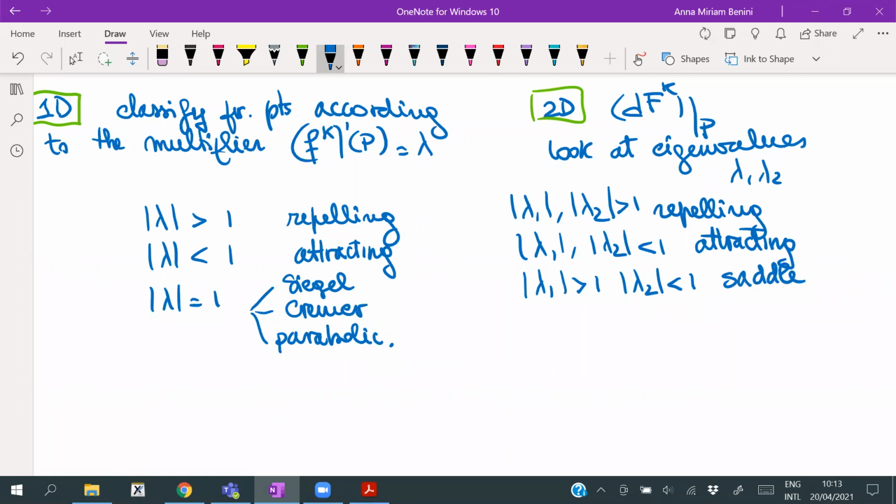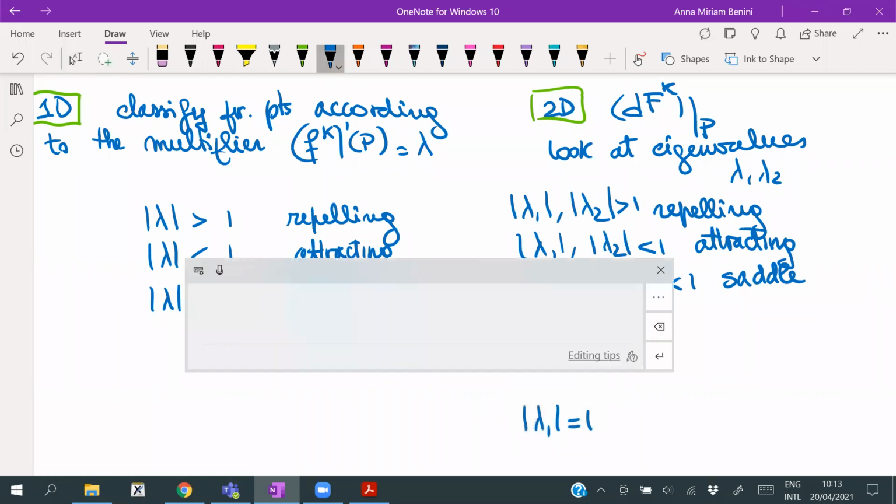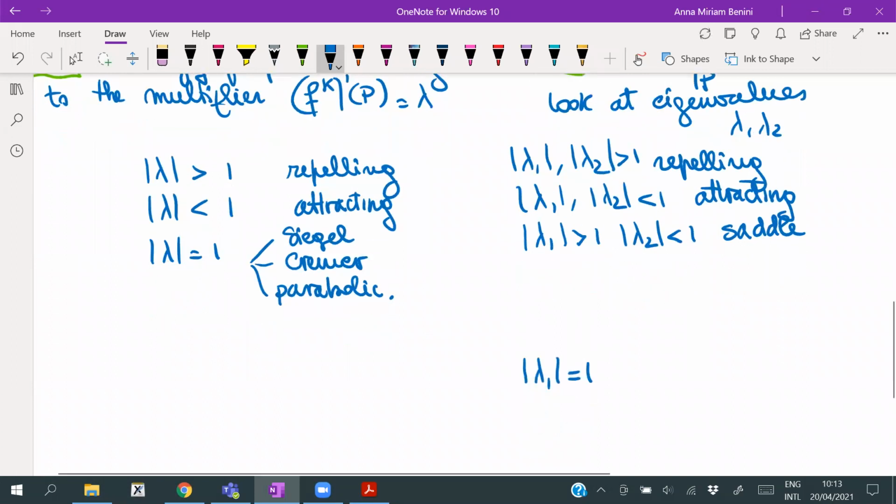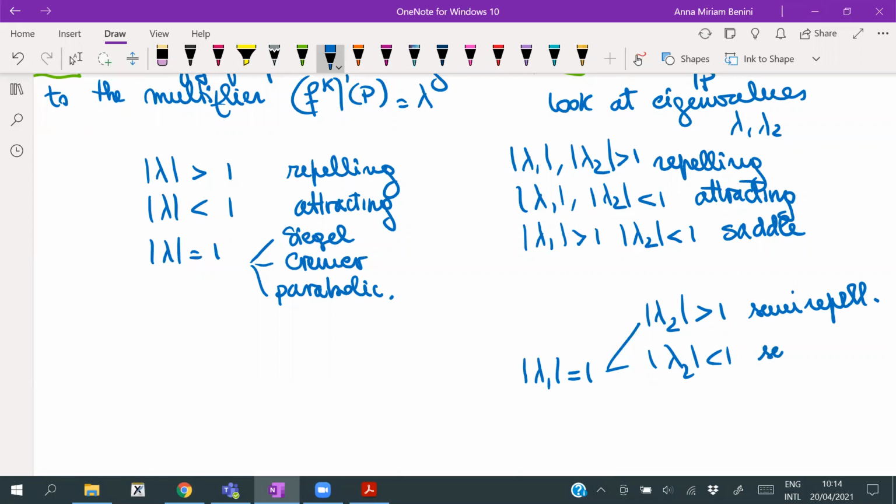All these three, for people who know, all these three points are hyperbolic, okay? In the case that one of them has modulus equal to 1, you can have, again, several cases. And it's actually much more complicated than in one variable, so I'm not going to get into this. But you could have a semi-repelling case if the other one has modulus bigger than 1, semi-attracting if the other has modulus smaller than 1.